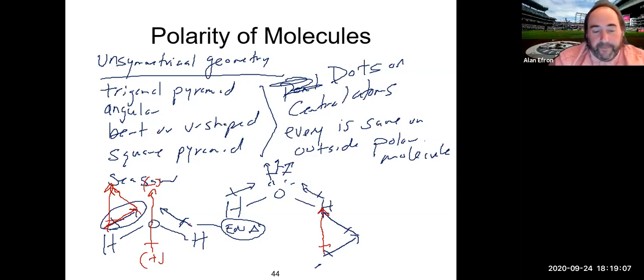All right. So that's a pretty easy way to do molecular polarity. And again, I would recommend that approach rather than trying to figure it out in three-dimensional space, who's pulling who. It's probably the better way.